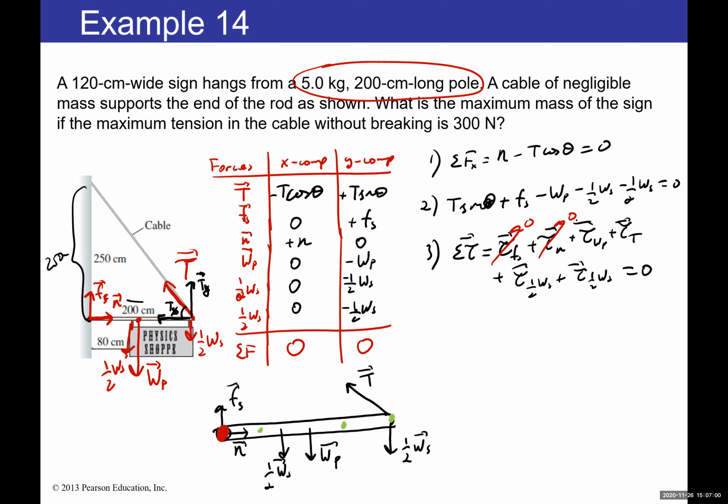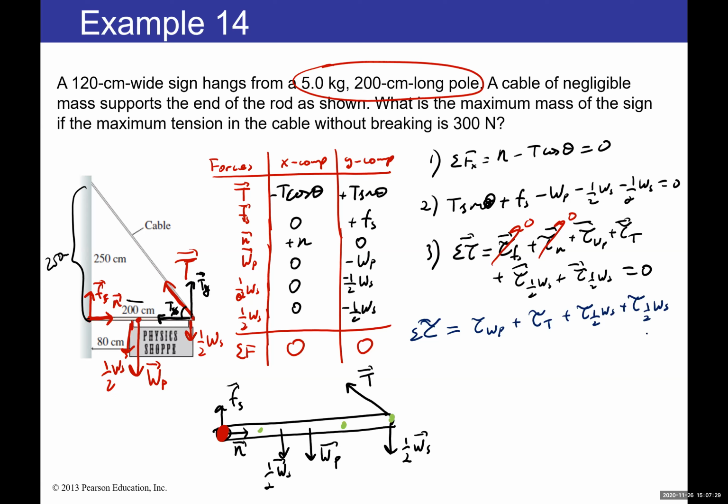And that's what I want, because I don't know any information about them. And I don't need to if I take that point to be my axis of rotation. So then my torque equation will be this. Net torque is equal to torque due to the weight of the pole plus torque due to the tension plus torque due to the weight of the sign, right? So 1/2 weight of the sign plus torque due to the other 1/2 weight of the sign.